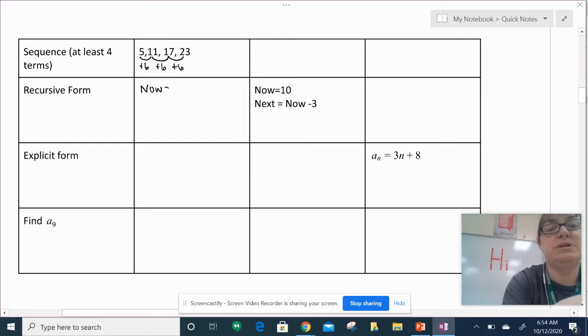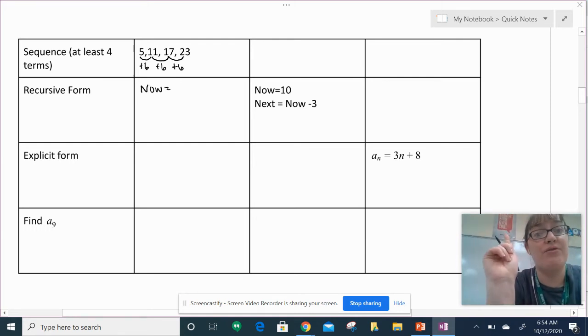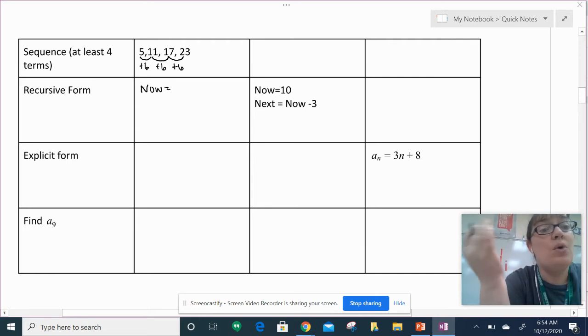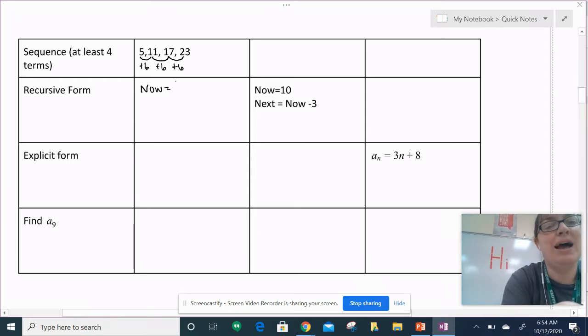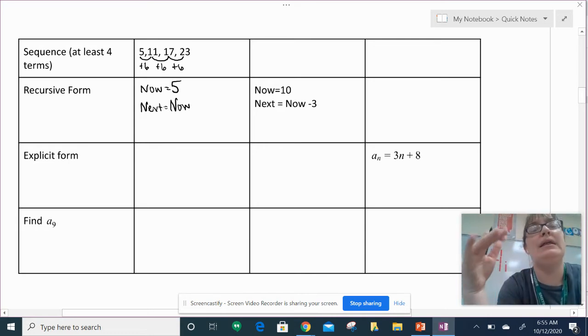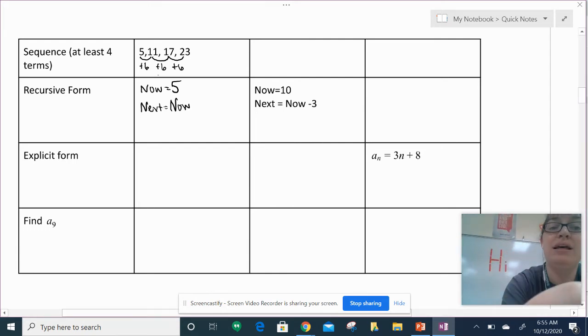So if so, I'm ready to write my recursive form. My recursive form starts with now equals. And remember, that's our first term. So in this case, what would our first now equals be? I hope you said 5, because that's where we begin this sequence. The next part, we say now to get the next, we're going to take the now, and what are we going to do repeatedly over and over and over, because recursive is that repeated process. That's right, we're adding 6 over and over and over. That's all there is to writing the recursive form of this problem.